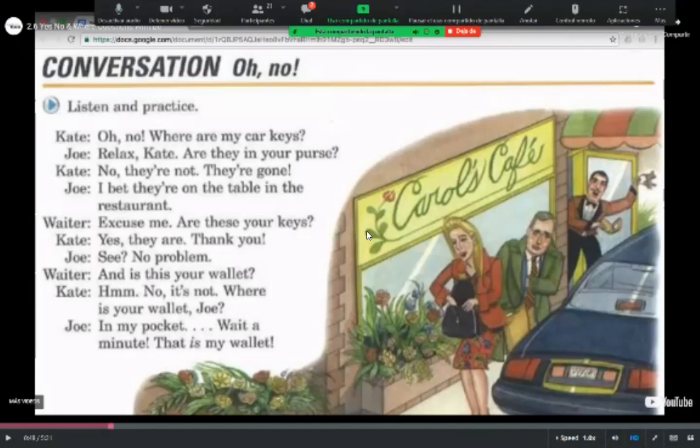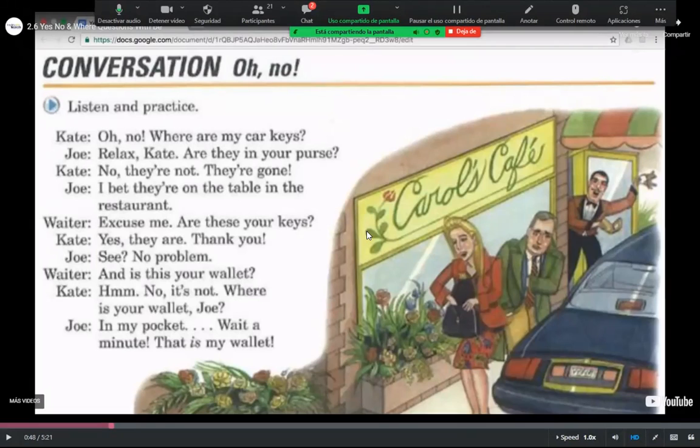Todos nos confundimos ahí, guys. Okay, vamos a hacerlo otra vez. Remember, Kate is the girls, the ladies, the woman, the women. And Joe is the boys, right? The students, the gentlemen. And teacher Caleb is going to be the waiter. Okay. Are you ready now? Yes. Okay, 3, 2, 1, let's go.